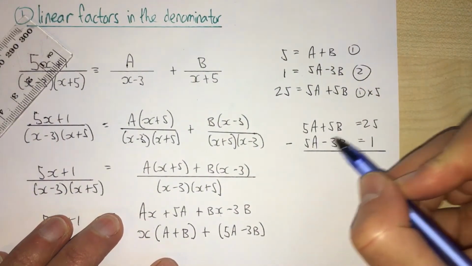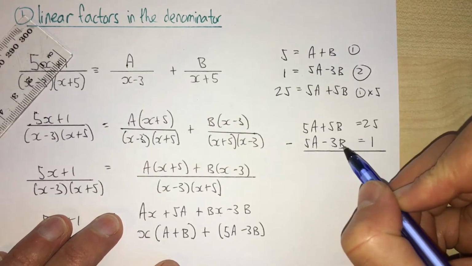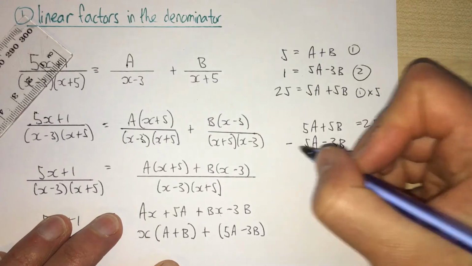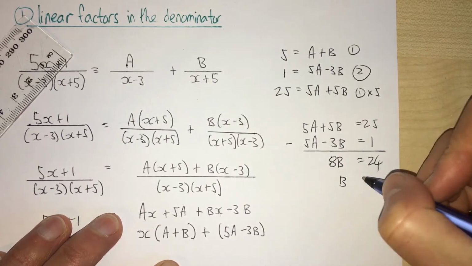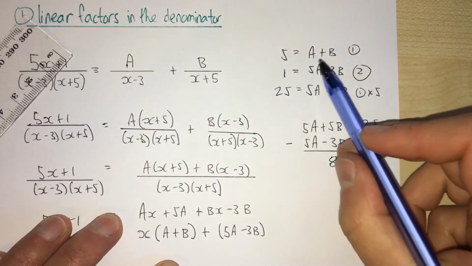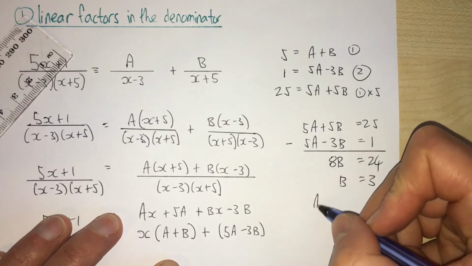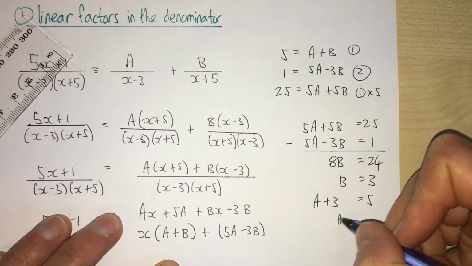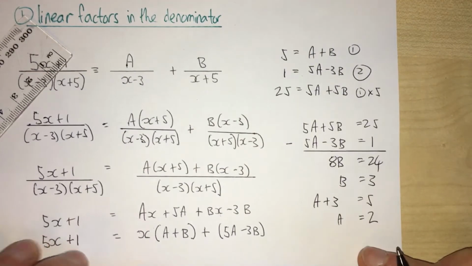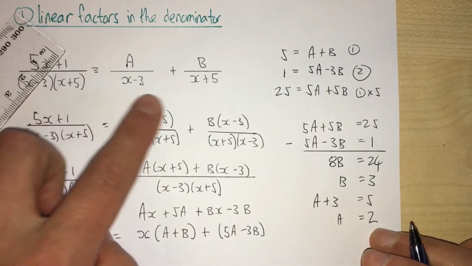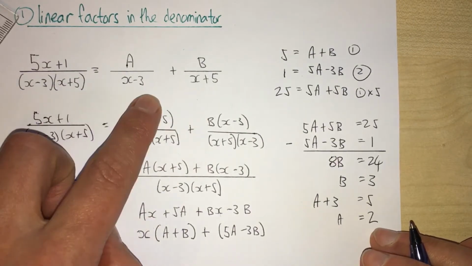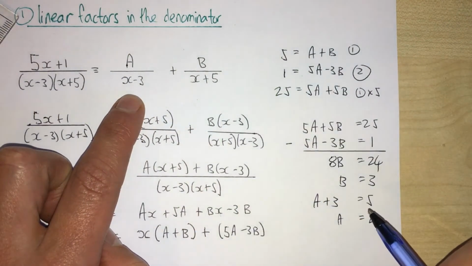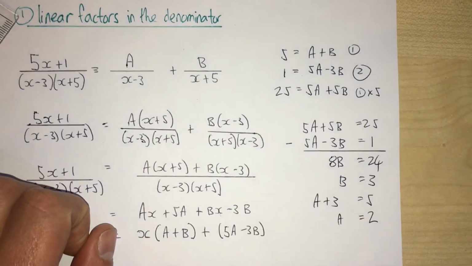Then we have 0a, and 5b minus minus 3b is 8b. And 25 minus 1 is 24, which means the value of b is 3. And we already know that a plus b is 5, so a plus 3 is 5, which suggests that a is 2. Now it's good practice to write this out again, but have your value of a written in as 2 and your value of b written in as 3.